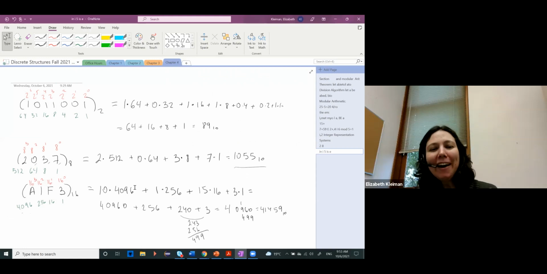Yes. So anyway, do we understand how to convert from a numeration system like binary, octal, or hexadecimal into traditional base 10? Do you understand how to do that? Okay.